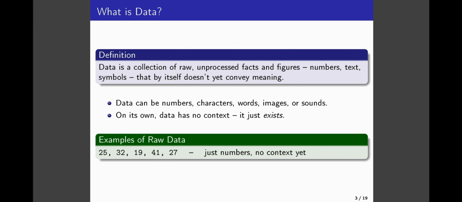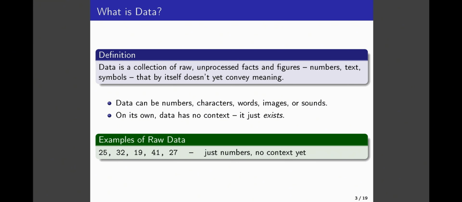Data is everything we need for programming as well. Data is a collection of raw, unprocessed facts and figures like numbers, text, symbols, that by itself doesn't yet convey meaning. Data can be numbers, characters, words, images, or sounds. But on its own, data has no context. It just exists. So, take a look at the example: 25, 23, 25, 32, 19, 41, 27.